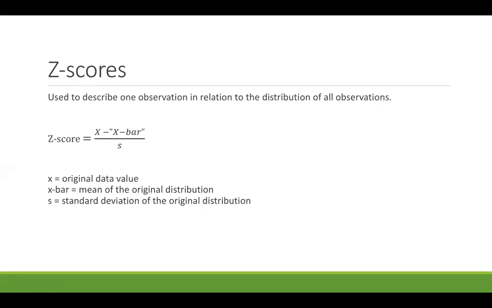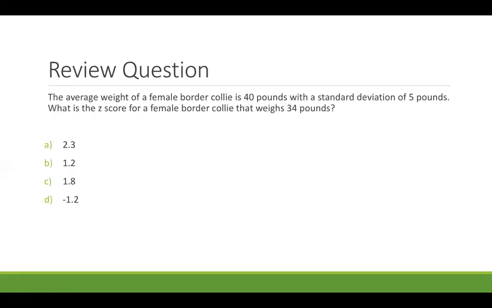All right, review question. The average weight of a female border collie is 40 pounds with a standard deviation of 5 pounds. What is the z-score for a female border collie that weighs 34 pounds? Using the formula that we just went over in the slide for a z-score, you can calculate the z-score.